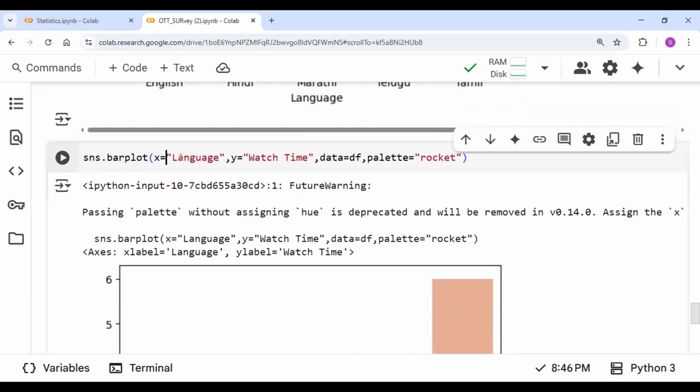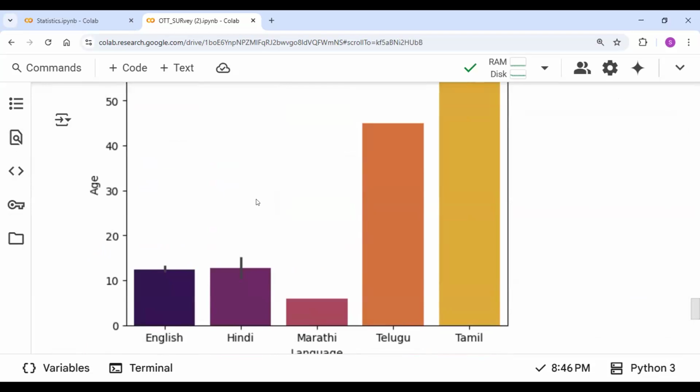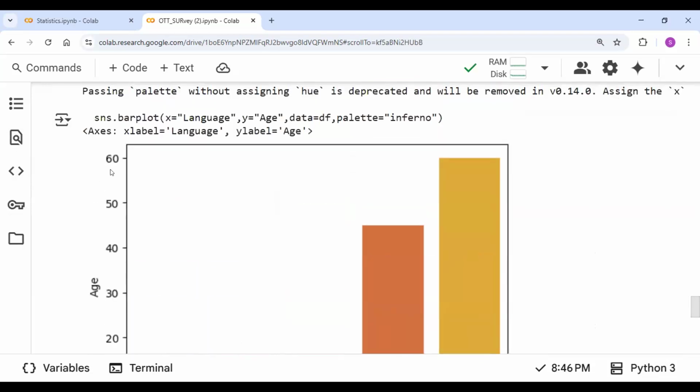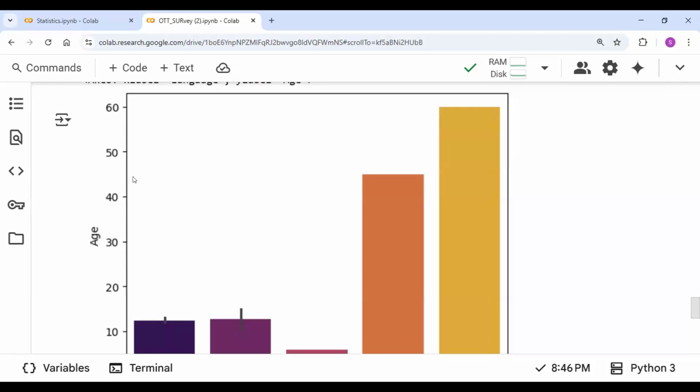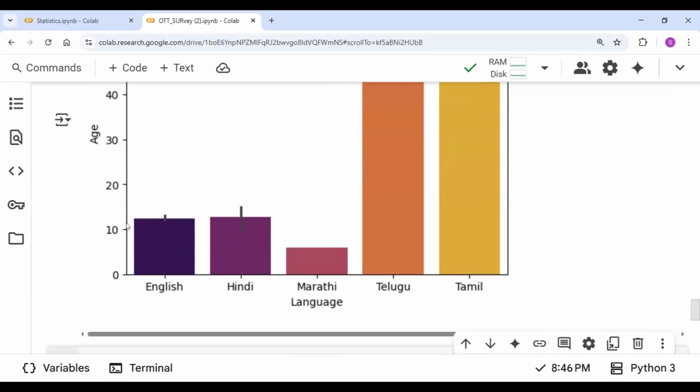And also you see the language and then watch time, with respect to the age, and here with respect to the watch time. So here the 60 years of people, which means the maximum age group are watching the Tamil movies. So nearly 40 plus age group people are watching the Telugu movies, right? Nearly 10 plus age group people are watching the English movies or English language TV shows or movies. Similarly for Hindi also, with respect to the age, you can interpret. So less than 10 age group people are watching Marathi language.